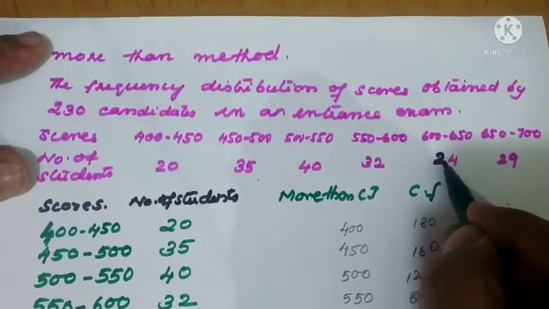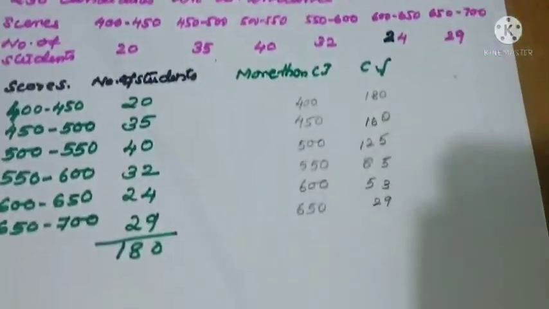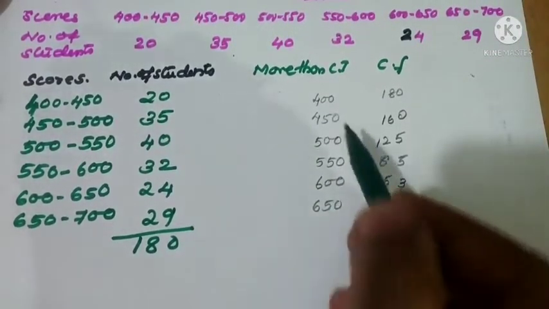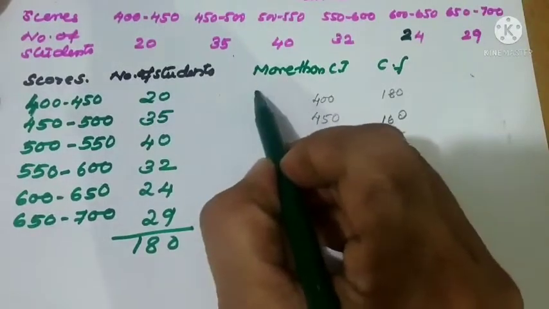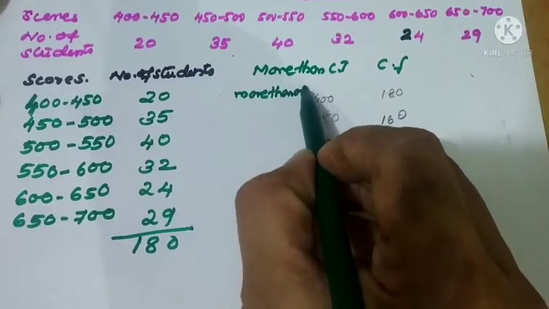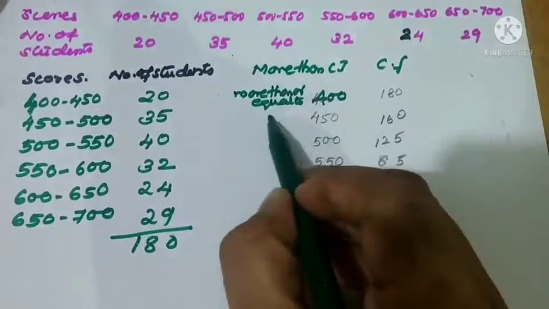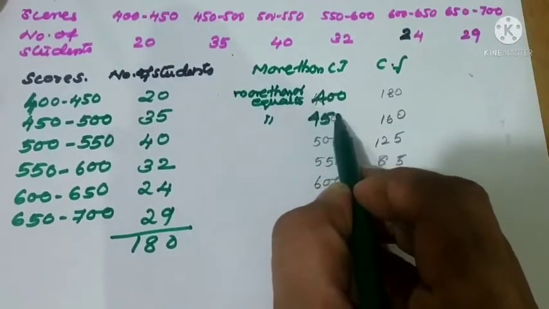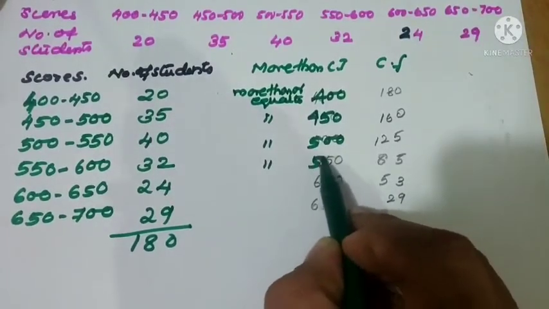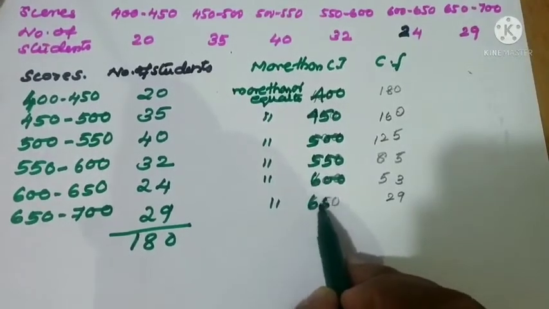So here we get the cumulative frequency table like this. We have already written the scores and number of students in columns. Then, when it is a more than method, we should take the lower limit. So more than or equal to 400, because it is a lower limit. Next is 450, then 500, all the lower limits, then 550, then 600, then 650.